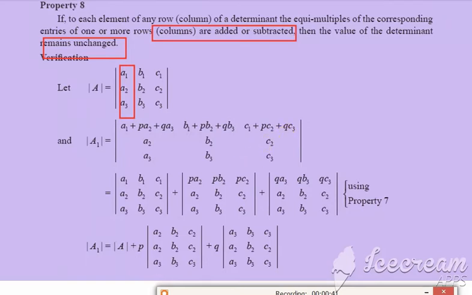That is the concept. So now I am going to split into this: A1, P into A2, Q into A3. Next one, so QB.